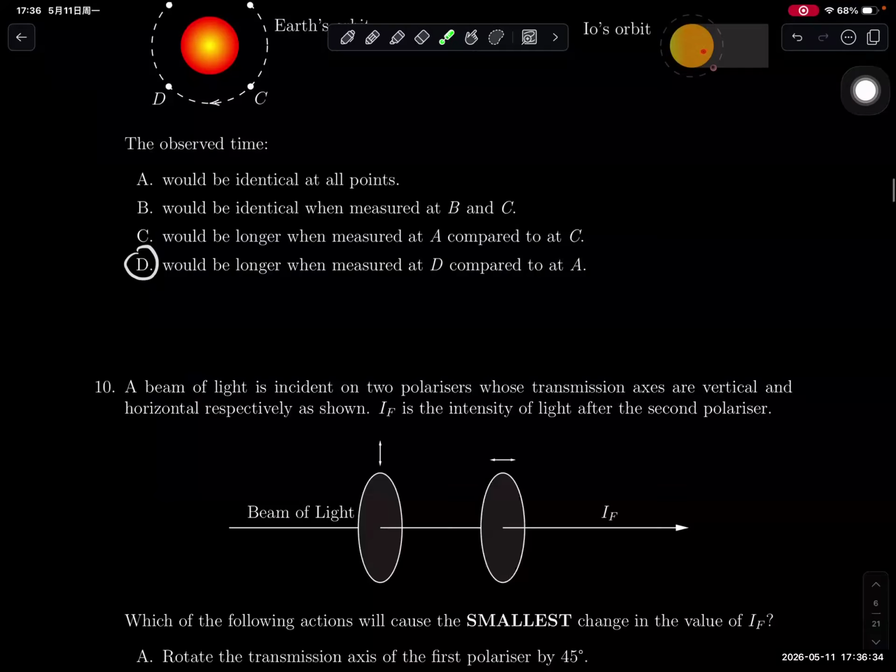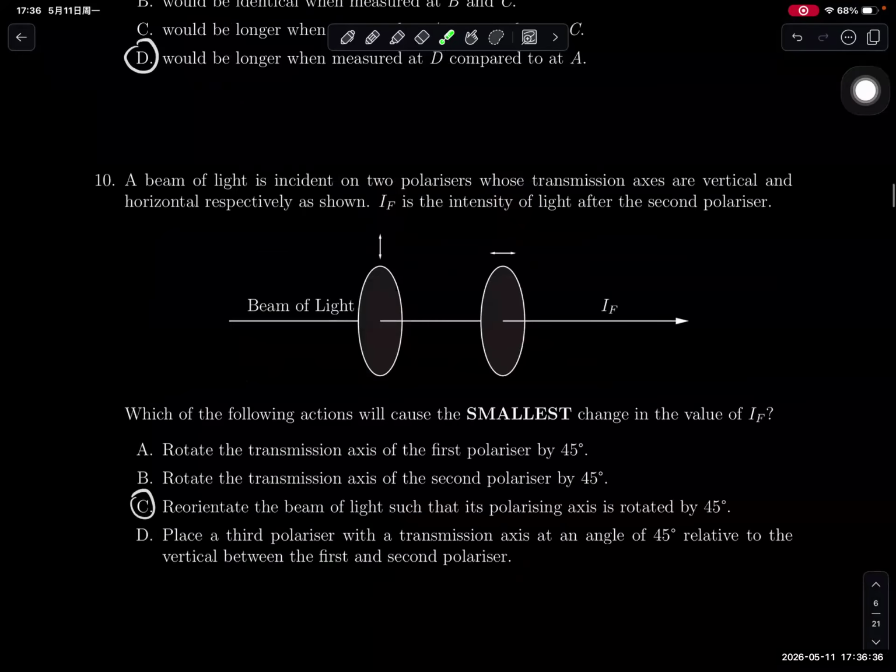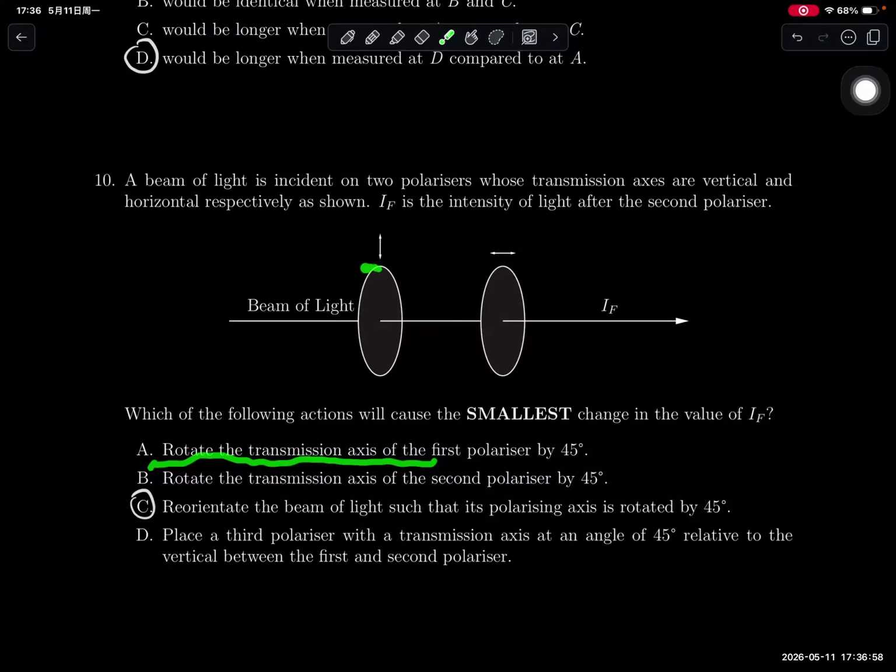The last one. Currently this intensity will be 0 because they are perpendicular, so nothing comes out. How do I reorient this experimental setup so I make the smallest change to the value of I F? Selection A says to rotate the transmission axis of the first by 45 degrees. So that would end up with a 45 degrees angle afterwards.